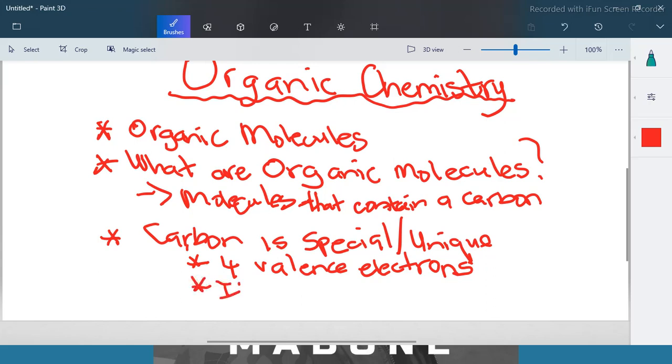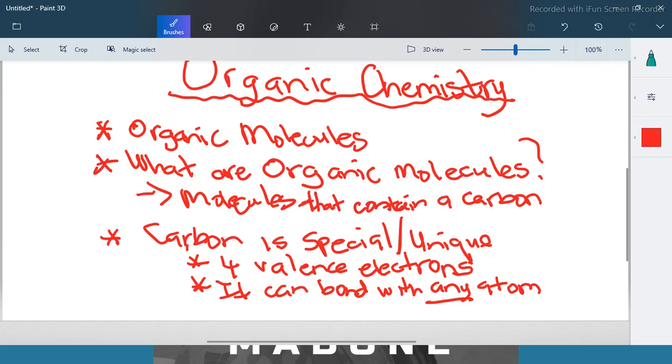Another thing about it is that it can bond with any other atom. Okay, guys, it can bond with any atom. Any atom. Please highlight the word any. Carbon can bond with any other atom. That's what makes it special.